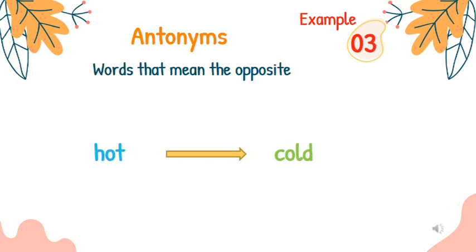Here are more antonyms, hot and cold. Hot and cold mean the opposite things, that means they are antonyms. They are opposite, hot and cold. They are words that mean the opposite thing.